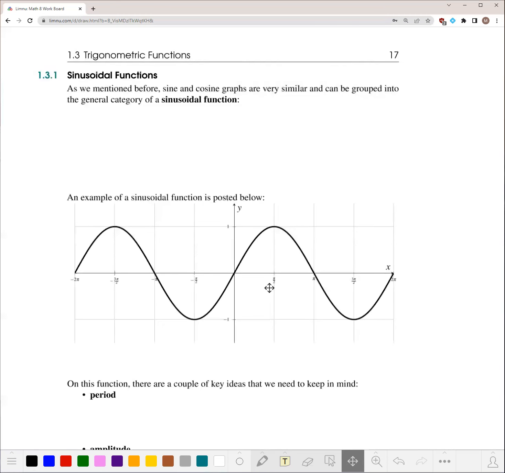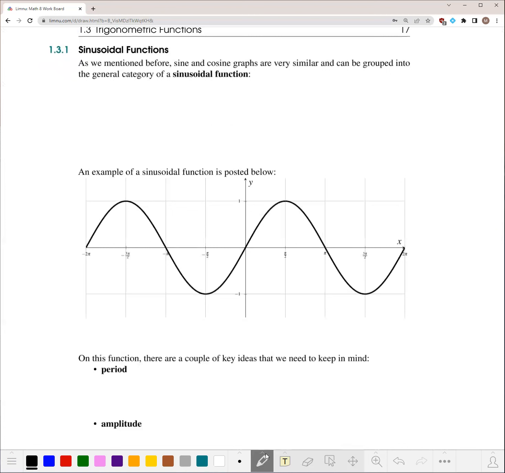Anyways, let's take a look at a sinusoidal function. So a sinusoidal function is specifically a periodic function that forms a wave based on a trigonometric ratio, the sine function. I'm not going to write that down, I don't think. Now, both sine and cosine functions are sinusoidal. They both produce the same sort of curve.